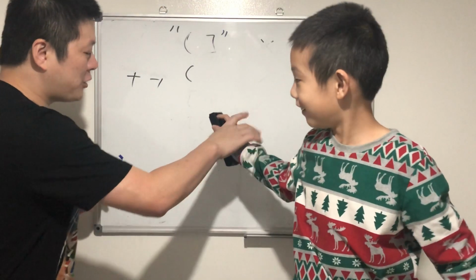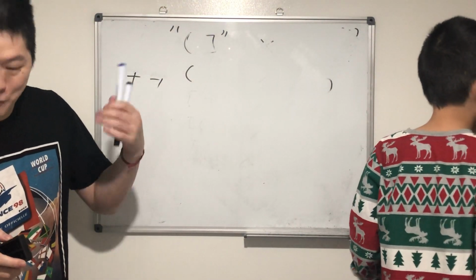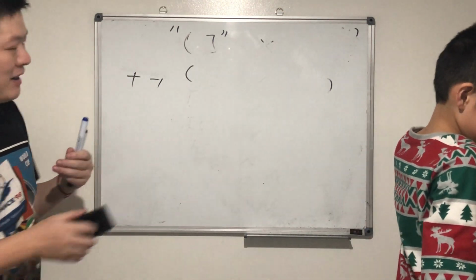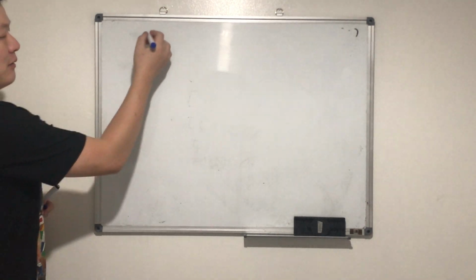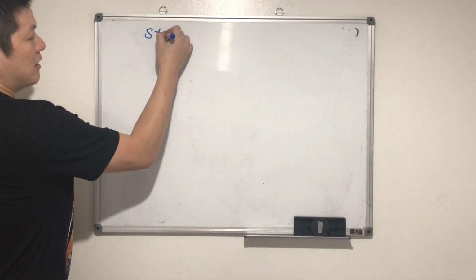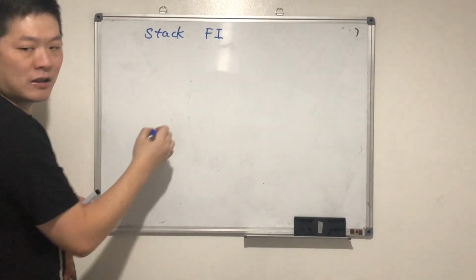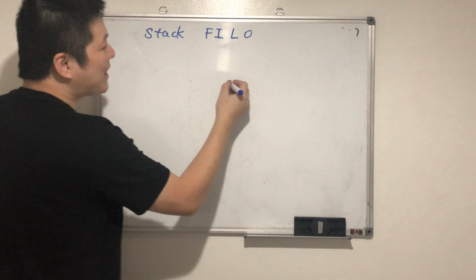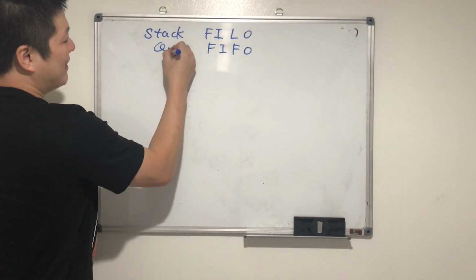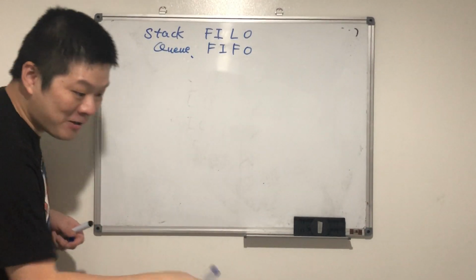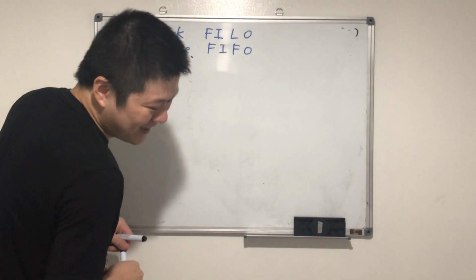So the tricky part is that we need to check if the opening is the one we want. Remember we talked about the stack before. What's a stack? Can you remind me? First in, last out. First in, first out is a queue. You were right at the beginning. Why did you change your answer?